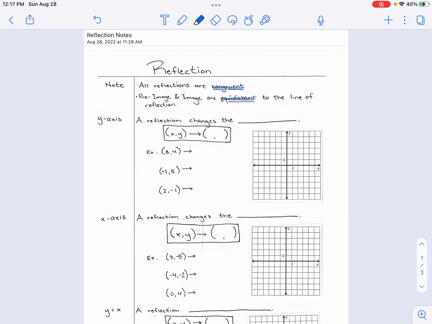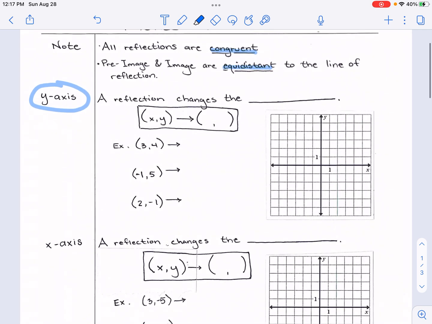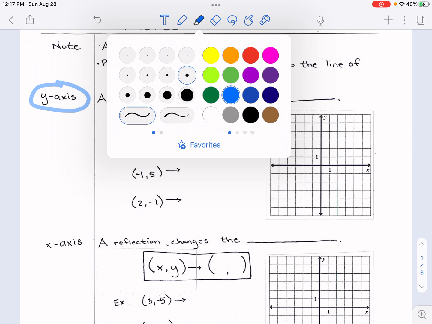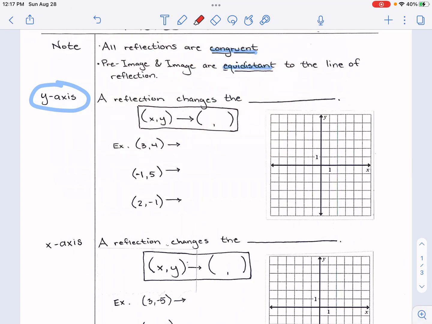Okay. We'll get to these parts soon, but actually I want to reflect these items first before we start putting in the descriptions. Now this first one will be reflecting about the y-axis. So what I'd like for you to do with your pencil, or another utensil, is trace our line of reflection, which is the y-axis. I know this is the y-axis because it says y right here. Now we're going to reflect all 3 points here. We'll just label them A, B, and C.